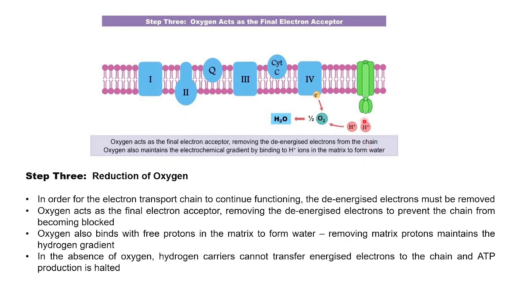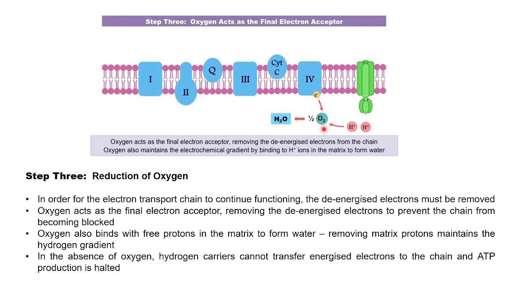Maintains the hydrogen gradient as well. So in the absence of oxygen, the hydrogen carriers cannot transfer energized electrons to the chain, and ATP production is halted. So that's why aerobic respiration produces so much energy in the presence of oxygen.